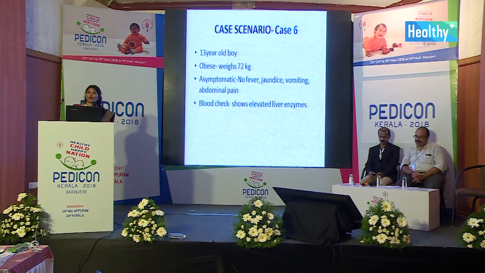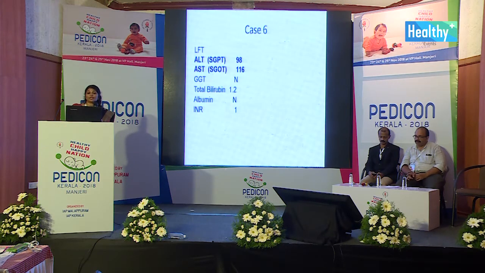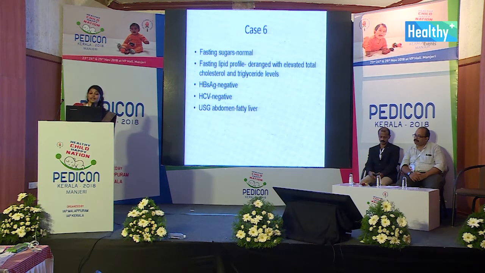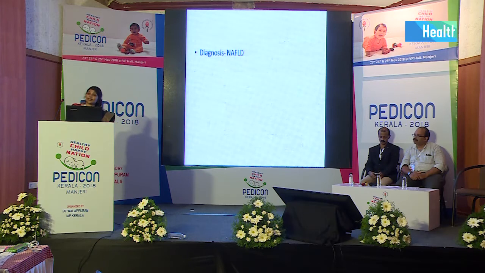Sixth is an obese boy who weighs 72 kg at 13 years with no GI symptoms and just a transaminitis. This is a very common scenario nowadays. It could be a non-alcoholic fatty liver disease or a chronic hepatitis. The viral markers are negative. The FLP is deranged. USG abdomen is showing a fatty liver. This is a non-alcoholic fatty liver disease.